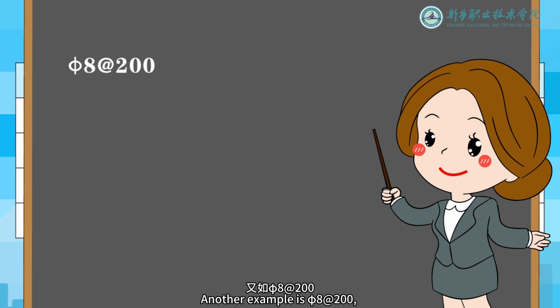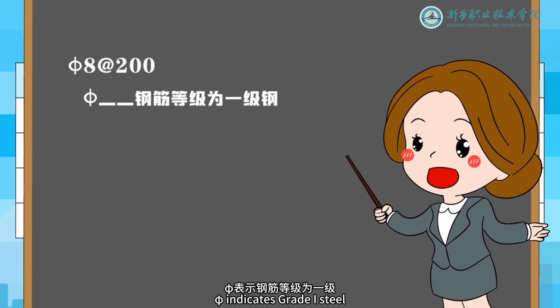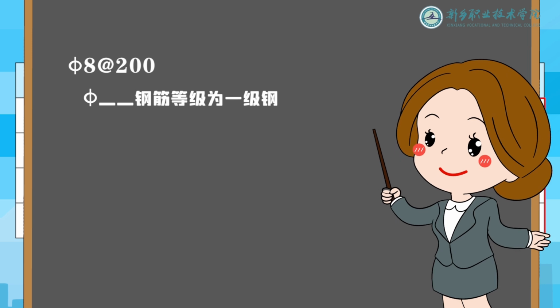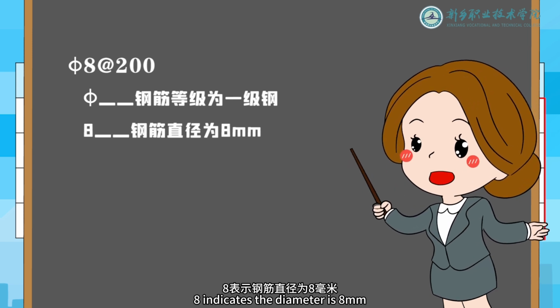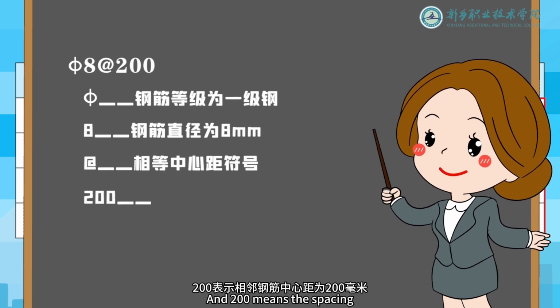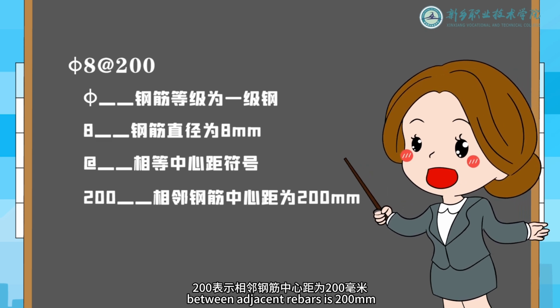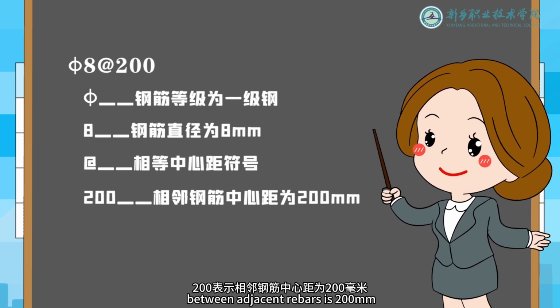Another example is Phi8@200. Phi indicates grade I steel. 8 indicates the diameter is 8 mm. @ is the equal center-to-center spacing symbol. And 200 means the spacing between adjacent rebars is 200 mm.